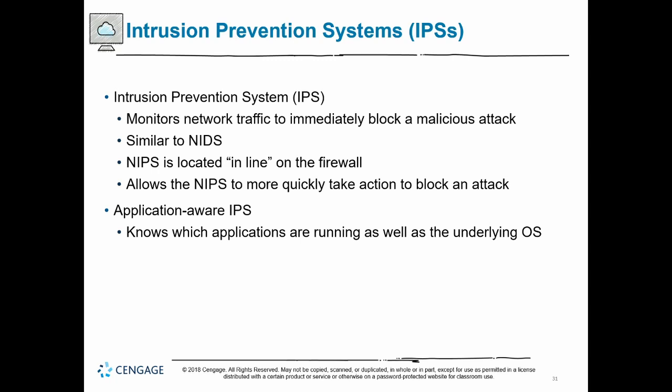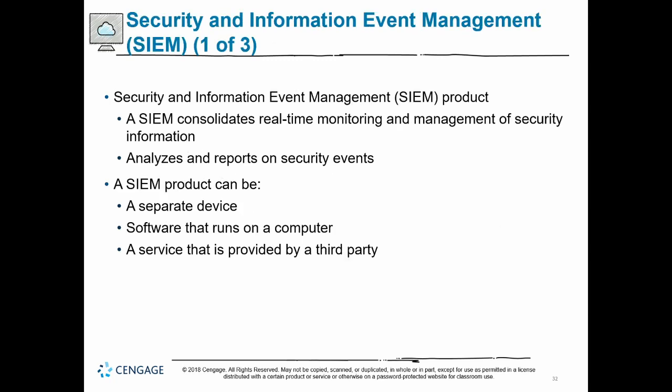It's similar to NIDS, NIPS, network intrusion prevention system, located inline on the firewall. When they say on the firewall, they're usually referring to within the firewall or behind the firewall if you have it separate. This allows the NIPS to more quickly take action and block an attack. Application aware IPS knows which applications are running as well as the underlying operating system.